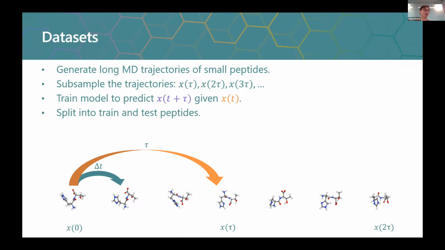We're going to split our data set into train and test peptides. So we generate many trajectories with many peptides. Some of these peptides we put in our train set, some in our test set. So the entire trajectory will be held out. Our goal is to speed up sampling on the test peptides, and by speed up, we mean relative to molecular dynamics. We want our model, when shown a test peptide, to be able to sample from it faster than if we were just running MD from scratch.